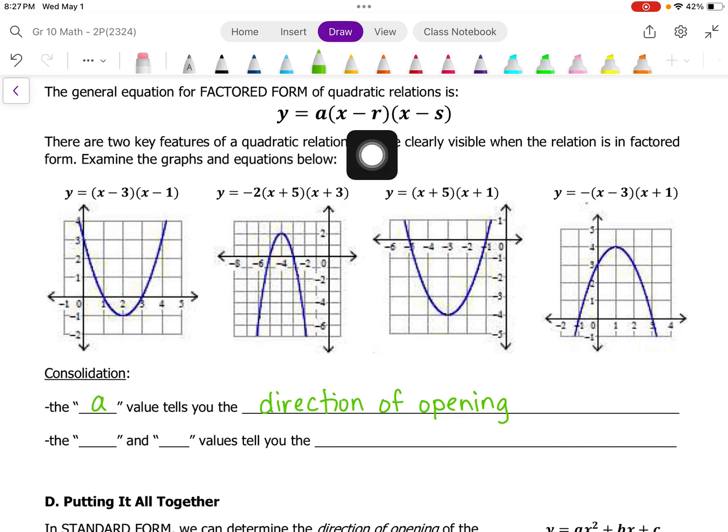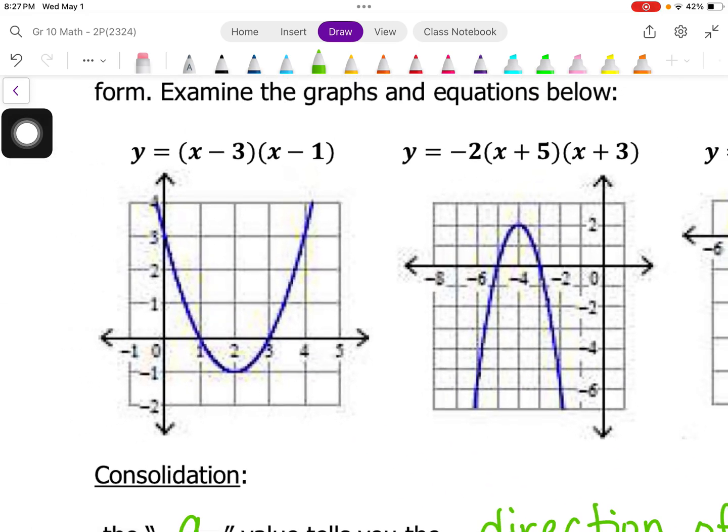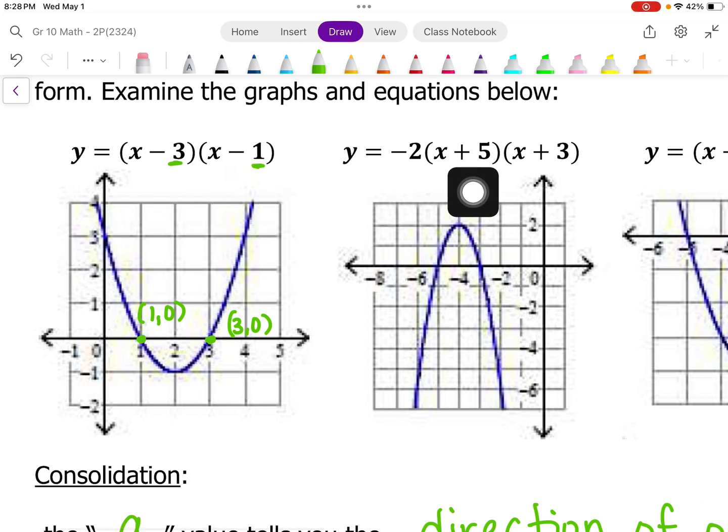So the r and the s, we want to investigate what those might mean. So here I have an (x minus 3) and an (x minus 1), and my zeros are at 1 and 3. So these are the same numbers, but this is a +1 and a +3, but I have x minus 3 and x minus 1. So I have the right numbers, but the signs are opposite. So let's keep looking here. Here I have a -5 and a -3. And once again, I do have the same numbers, but it's x plus 5 and x plus 3.